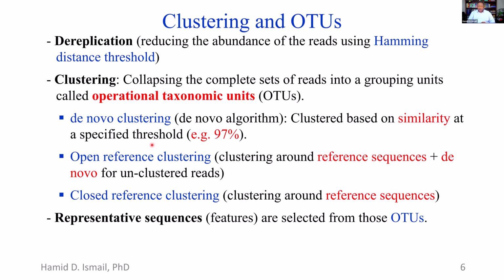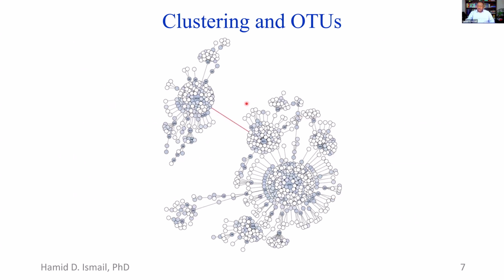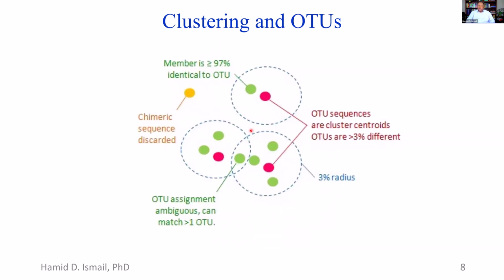So what we get from these three clustering methods, whether we cluster around similarity or a reference sequence, is what we call a representative sequence, and also we call these features. So if we say feature, we also mean representative sequences, selected from those OTUs. And we said OTUs are operational taxonomic units. This just shows you how clustering can take place. If you study machine learning, you will know more about the different algorithms you can use. Again, this is another diagram that shows you how clustering works.